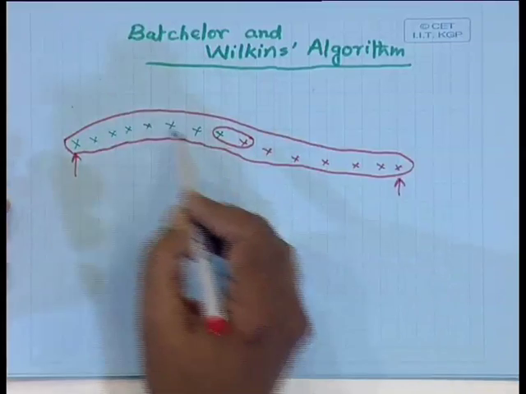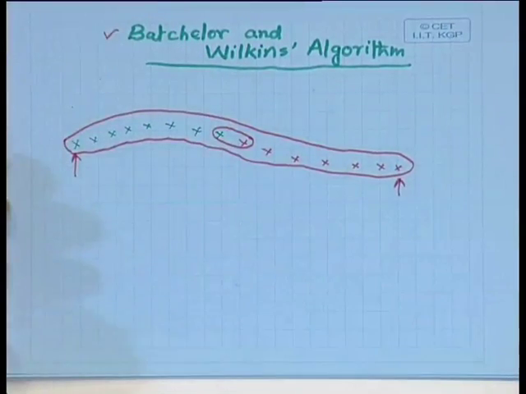Now, today what we are going to discuss is what is called the Bachelor and Wilkins algorithm.